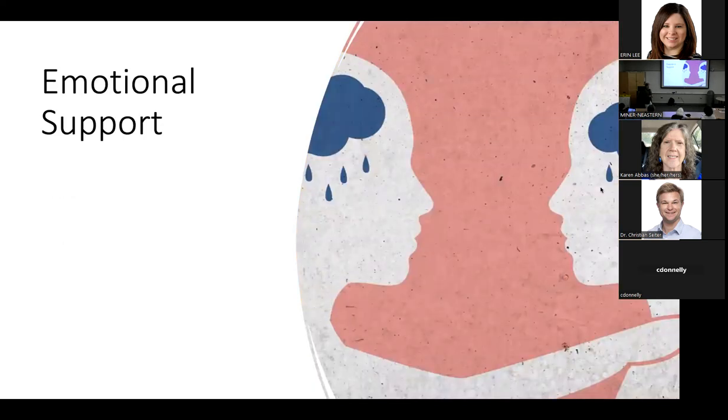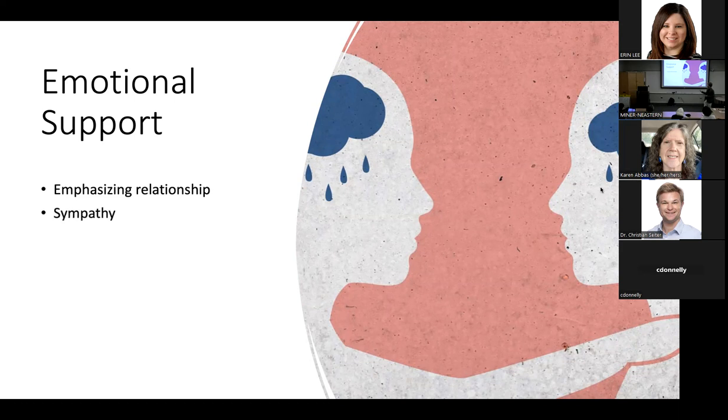And finally, we'll get into emotional support. So emphasizing the relationship, right? I care about you. You're my brother and I love you. Whatever it may be. Like, I've been your provider for so long and I've helped you and your family and I'm here with you. Emphasizing your relationship to the person is a really key form.